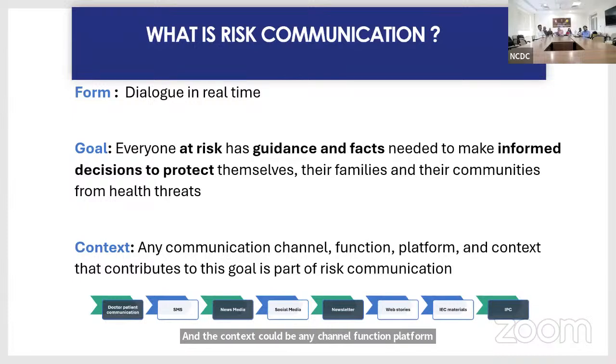It could be the doctor-patient communication. If we look at monkeypox, the doctor-patient communication after the self-reporting becomes very important. It could be either through electronic media like SMS, news media, social media, newsletters or web series, and also IEC material, which could be print material, and interpersonal communication.